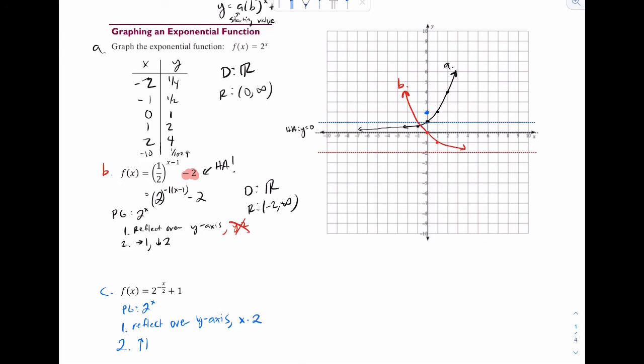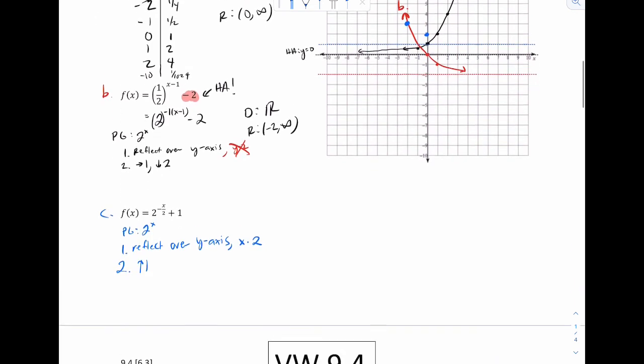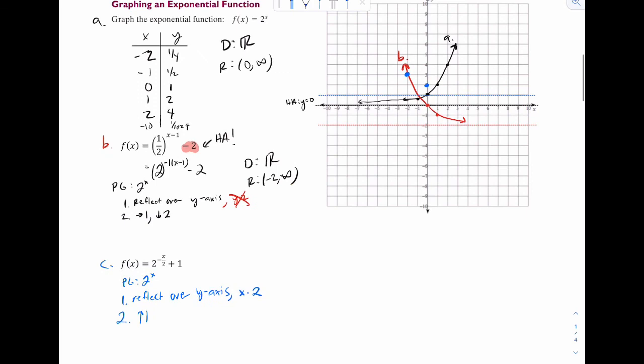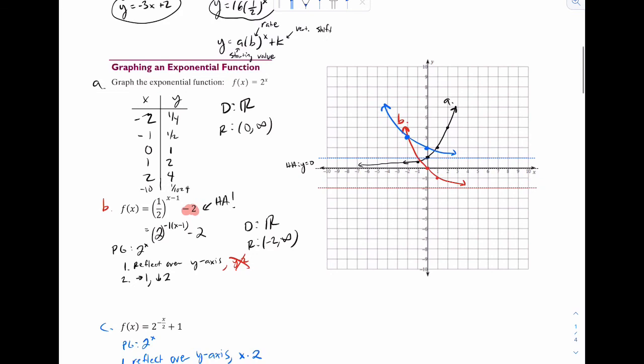And then the next point, let's grab this one. This is 1, 2. If I reflect it, it goes here. If I do x times 2, that becomes negative 2, 2. And then up 1, right there, negative 2, 3. And right there is our final graph. There's part C.